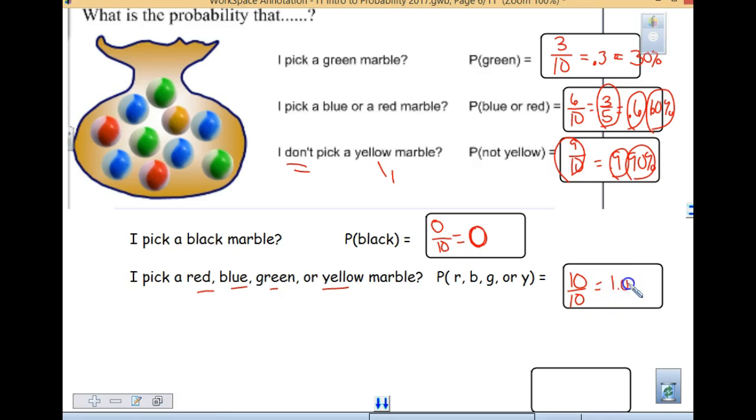But 10 out of 10, which is going to be the 1.0, that would be my decimal, or 100% if I am looking at that. Okay? That's an extra. Yeah, there's just an extra box on there.